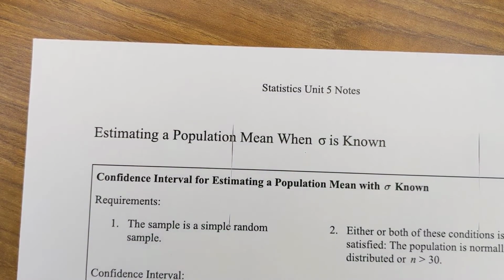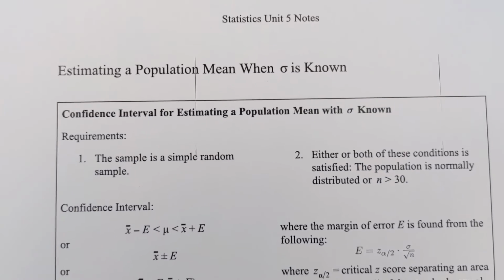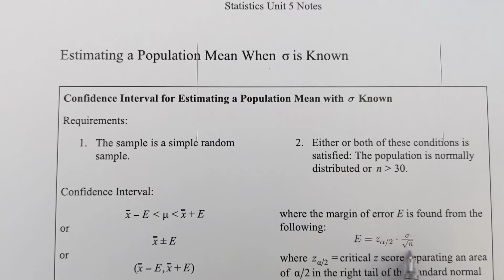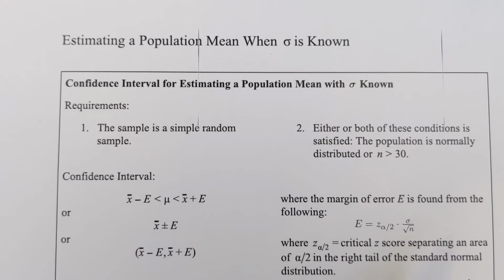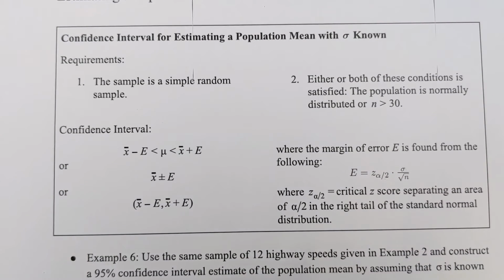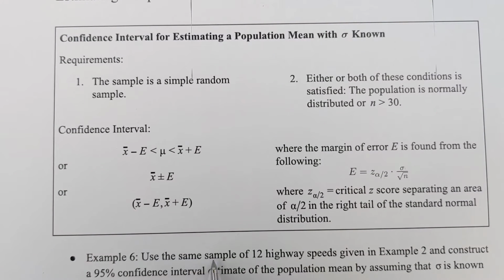So this last thing we have here is if we do actually know sigma. If we know sigma, we can use this equation. Instead of t, it becomes z, and instead of s, it becomes sigma. So t is used if you have a sample, z is used if you have the whole population measurements. All right, so use a sample 12.